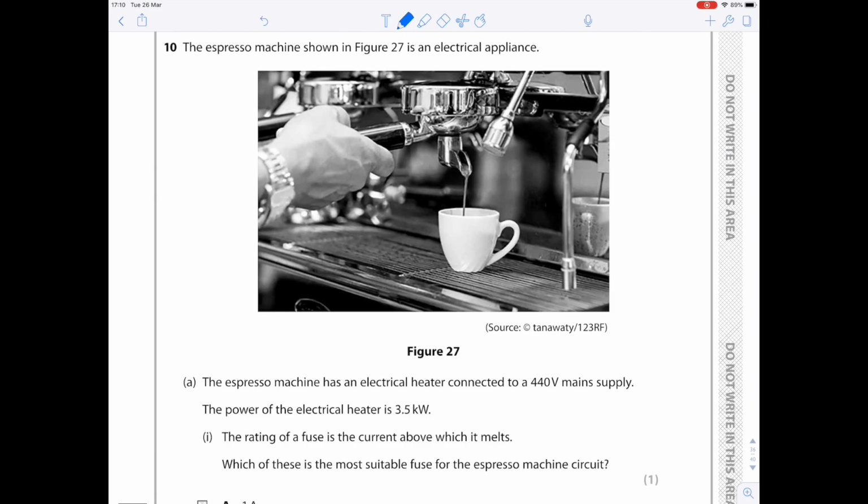Question 10. The espresso machine shown in figure 21 is an electrical appliance. The espresso machine has an electrical heater connected to a 440 volts main supply. The power of the electrical heater is 3.5 kilowatts. The rating of a fuse is the current above which it melts. Which of these is the most suitable fuse for the espresso machine circuit?